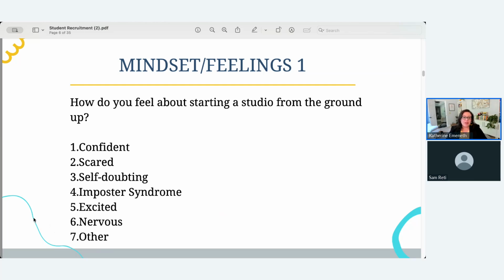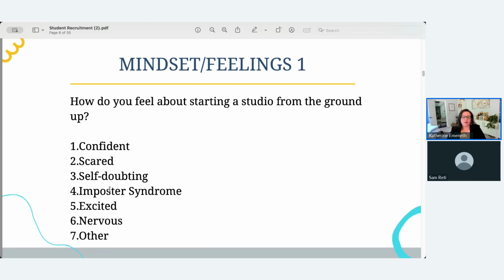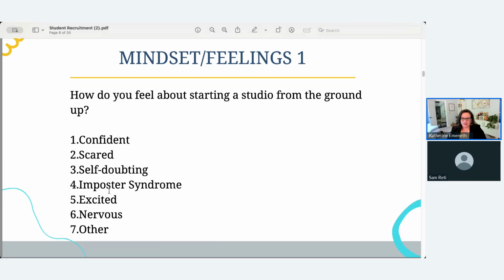A lot of times musicians and music teachers think that they're the only ones that have these feelings, but it's everyone, because it's not familiar, it's not comfortable, and it's not predictable. Whenever there's that little thing of the unknown, that's when all of this self-doubting, imposter syndrome stuff starts coming up. So it's important to recognize that you are not alone if you're feeling those things.